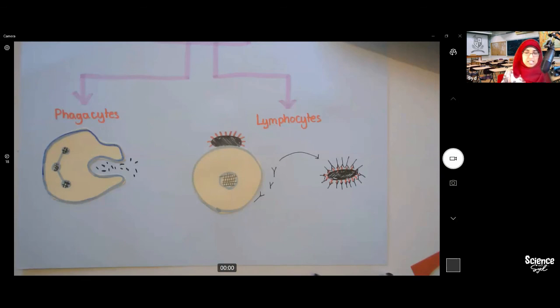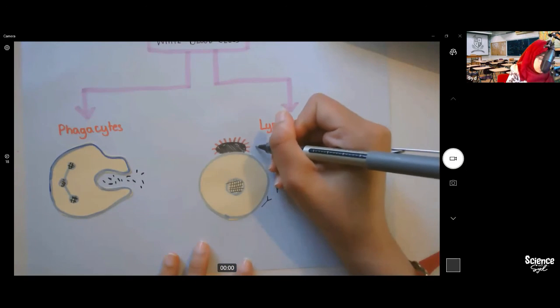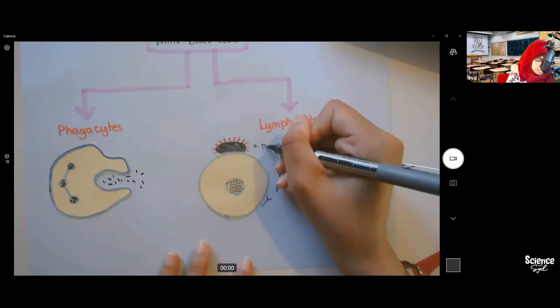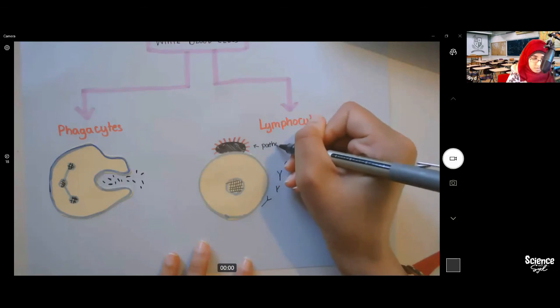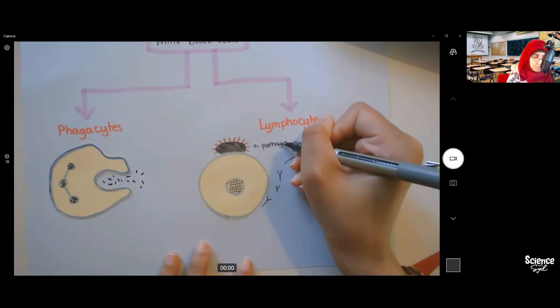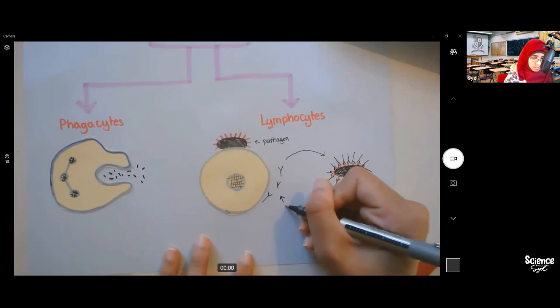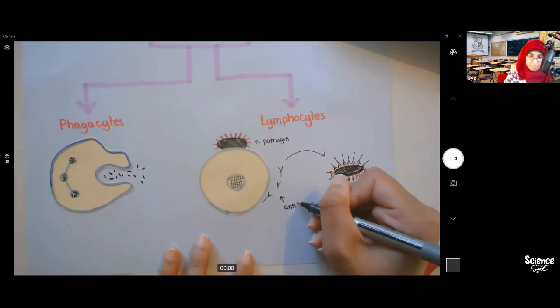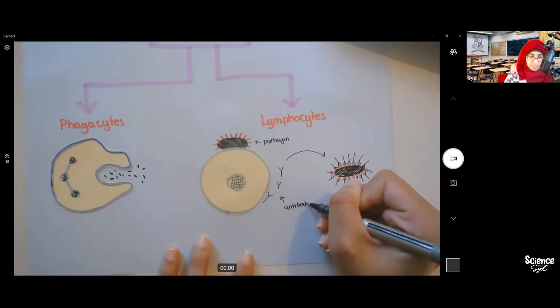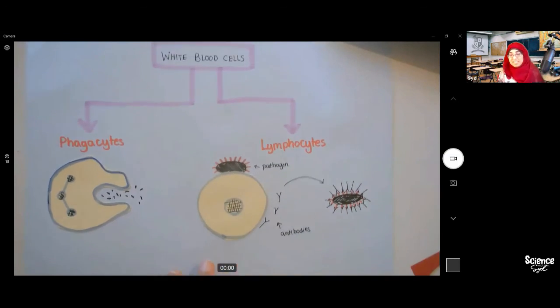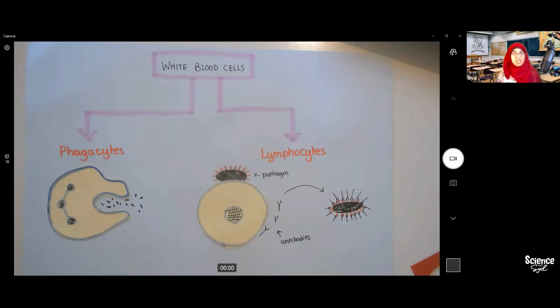Right? So I'm just going to label this. So this was our pathogen or our microorganism. These were our antibodies. So these are two ways that our white blood cells protect us.